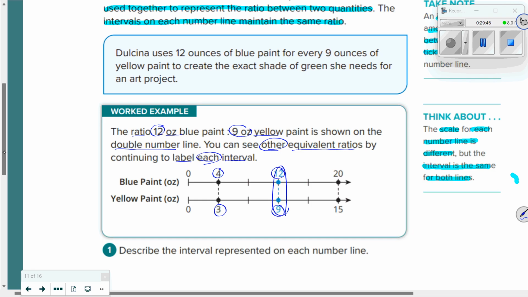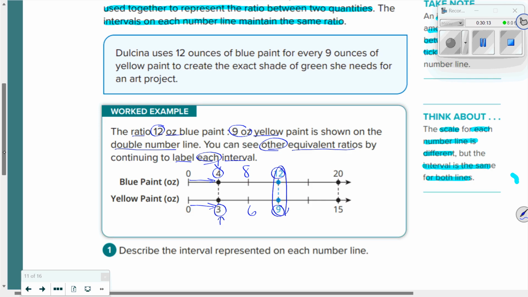Okay? So here's where this can get confusing. Because what is my top number line going up by? 4. What's my bottom number line going up by? 3. They're going up by different intervals. Meaning my next interval, this next one that's not labeled, would be what? 8 on top, and on the bottom would be 6. It's going up by 4 on the top, 3 on the bottom.